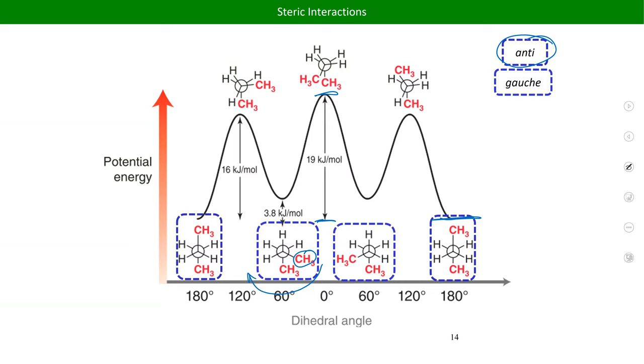So we have to be careful with our language with that, me included, because I have a tendency to be like, oh, it's anti. Specifically, you're talking about two substituents. So you need to define those two substituents usually. And if they're staggered, but still adjacent to each other, we call that gauche.